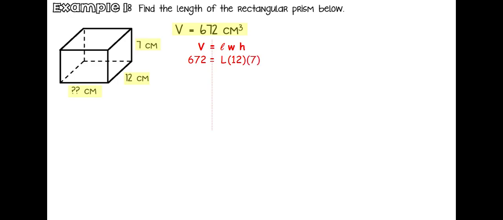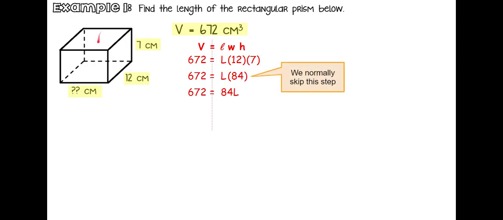Now I just go ahead and multiply that out. So bring down your 672, bring down your equals, and bring down your L, and 12 times 7 is 84. I personally like to rewrite it where my numbers are in front of my variable, so I'm going to rewrite it as 84L, but sometimes some people just skip this step and they go straight from here to here, and they don't even bother writing it like that. But I just like to get in the habit of always having my number first and then my variable.